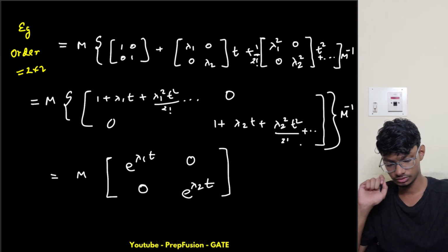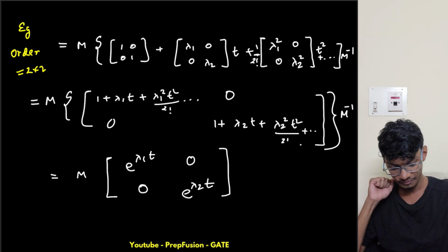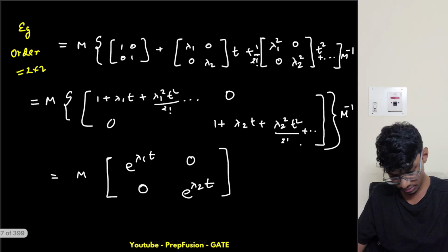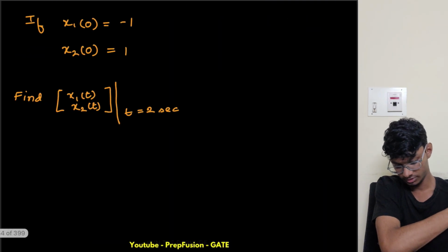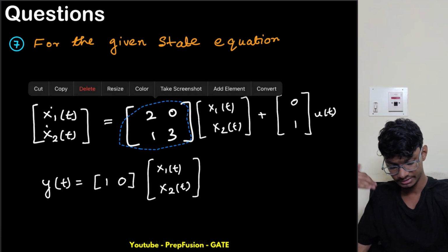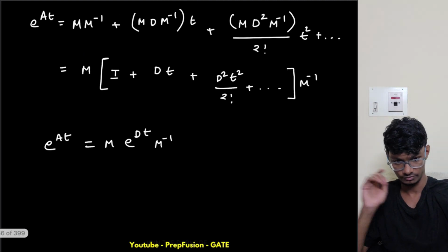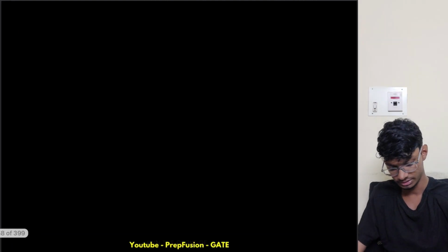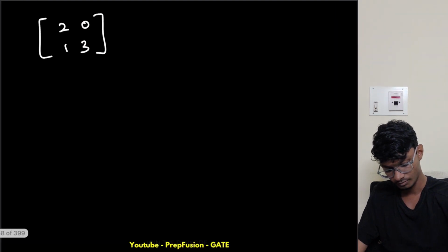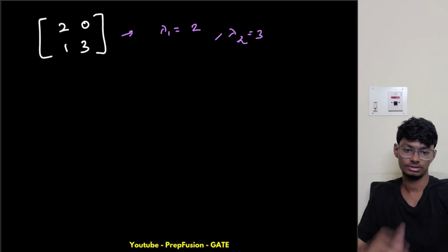Now let's solve the question. The question was important, so let's go for the question. What is the question asking us to do? Lambda 1, lambda 2, what is this for this question? Let me take the matrix again, the same matrix as we are using 100 times now. What are lambda 1 and lambda 2 for this case? Lambda 1 equals simply 2 and lambda 2 equals simply 3.